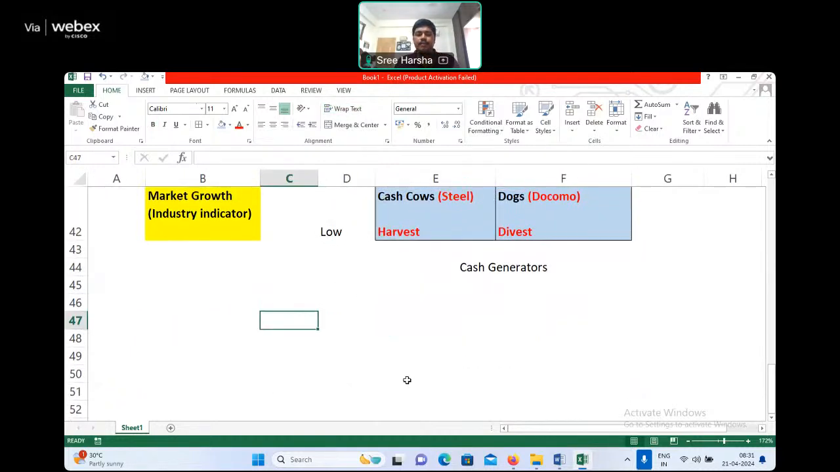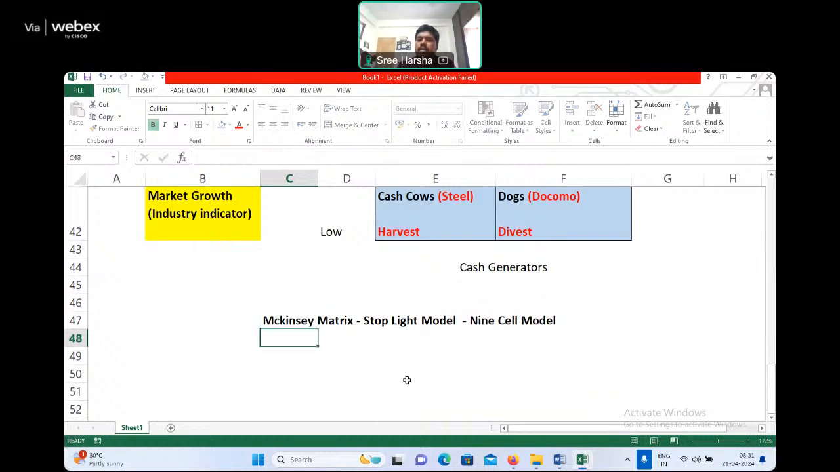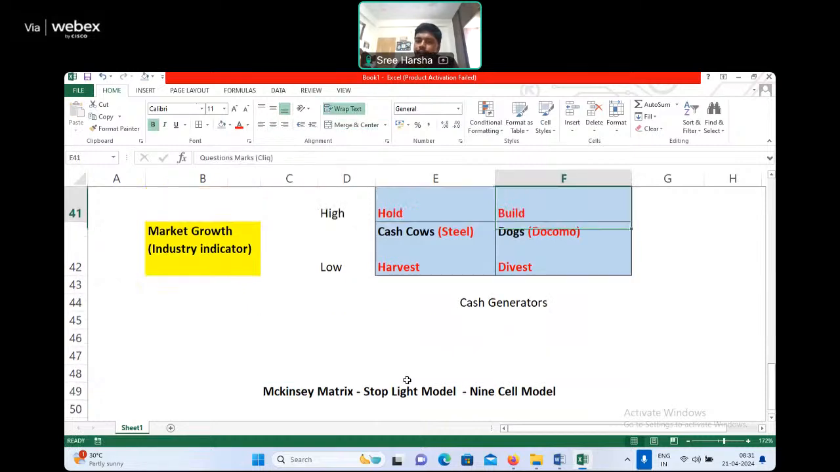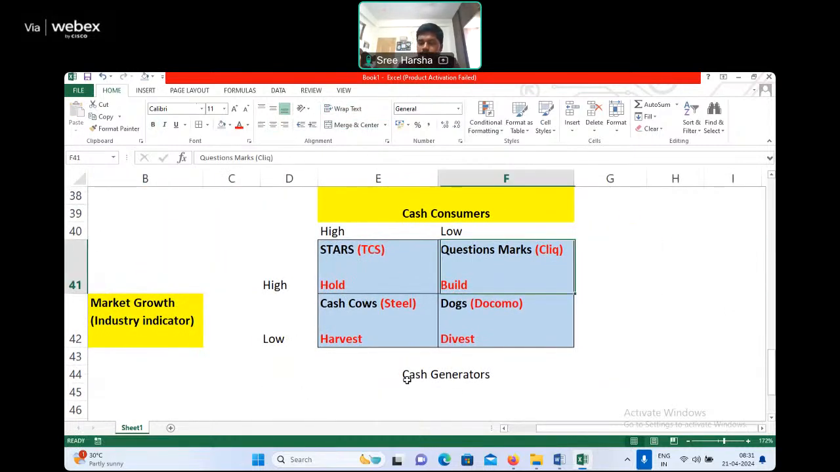The next matrix is nothing but the McKinsey matrix, or it is also called the stoplight model, or the 9-cell model. This is our next matrix. I'll tell you where BCG goes wrong.